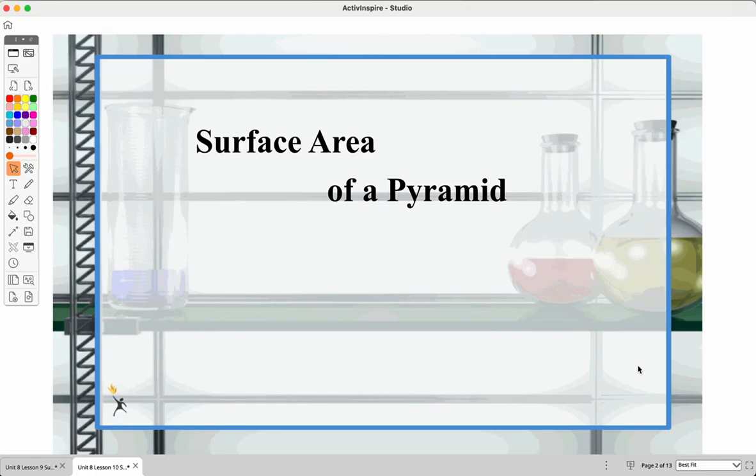Let's take a look at our last measure for surface area. We're going to look at the surface area of a pyramid. A pyramid's a little different than a prism, okay? So we're going to dig a little bit into that idea, then we'll move on from there. So let's take a look at a pyramid.